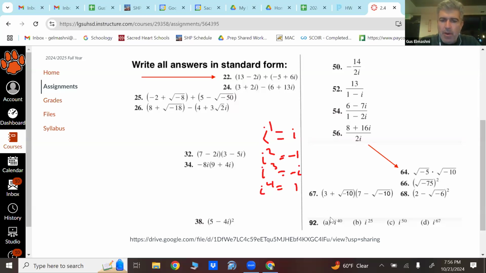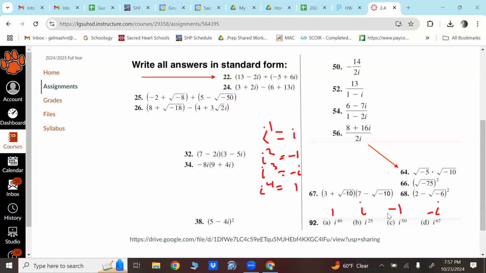So if it's a multiple of 4, it's going to be 1. If it's an even number, not multiple, it's -1. If it's an odd number with the remainder of 1, it's i. And if it's an odd number with the remainder of 3, it's going to be a -i. Hope that makes sense.